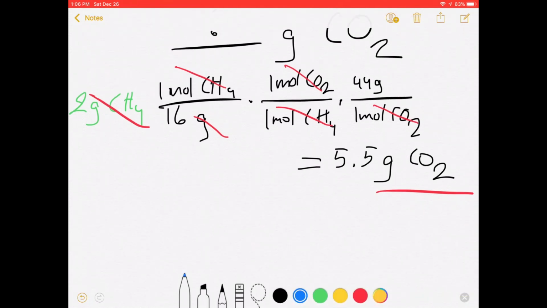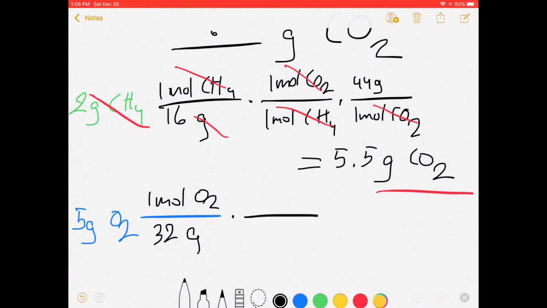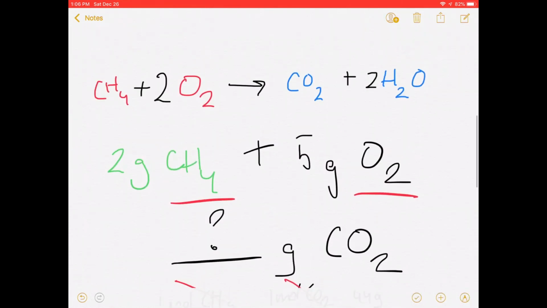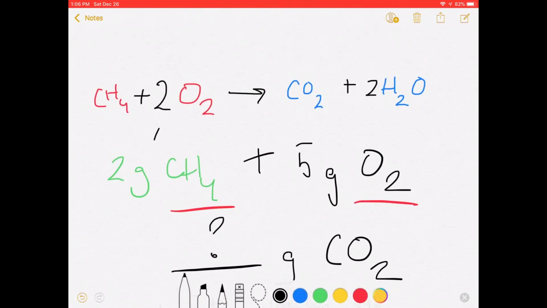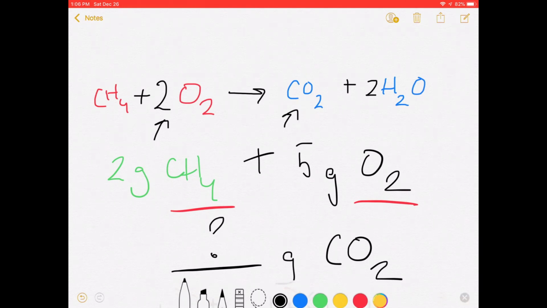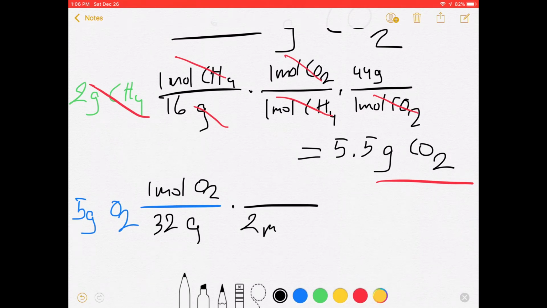First, we need to take 5 grams of O2 and convert that into moles of O2. So what you get is, for every 1 mole of O2, you have 32 grams. Now you multiply that by the conversion from moles of O2 into moles of CO2, and we see that the conversion factor right here is that for every 2 moles of O2, you get 1 mole of CO2. So I'm going to write that down right here: 2 moles of O2 for every 1 mole CO2.